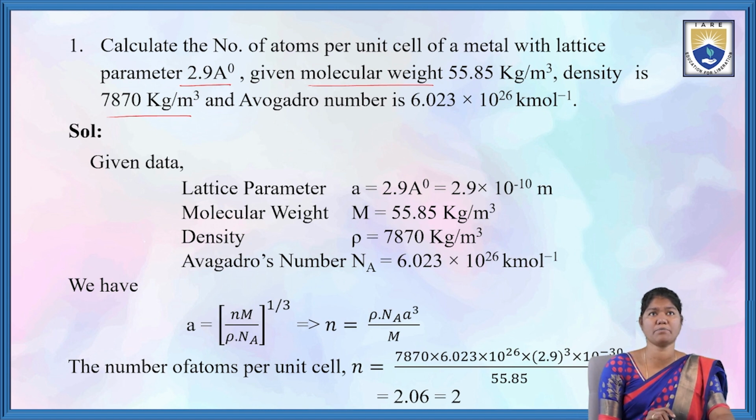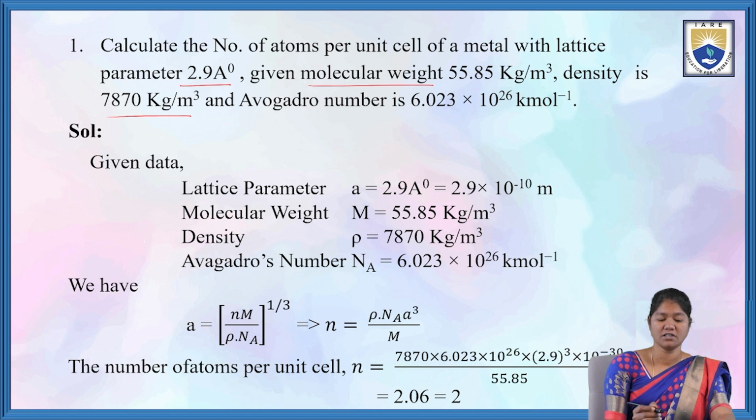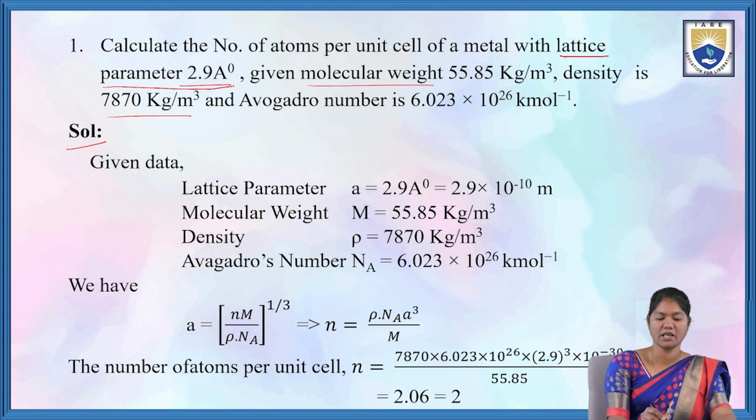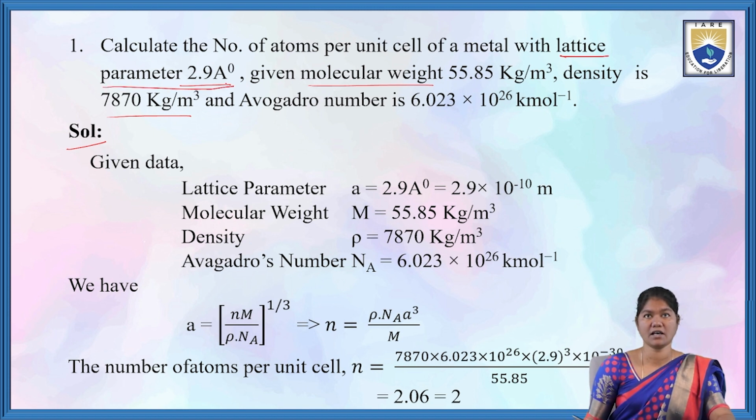So for this problem, we'll solve by taking the given data. So the given data is the lattice parameter, which is denoted with A. So A is equal to 2.9 angstroms. So here the lattice parameter A is 2.9 angstroms.